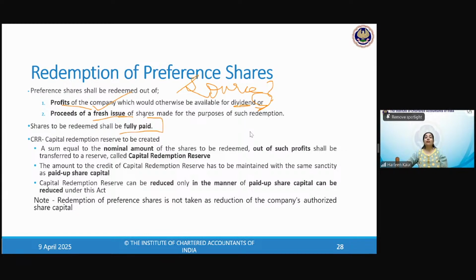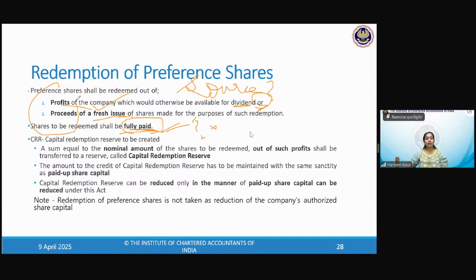Shares to be redeemed shall be fully paid up. Why can't they be partly paid up shares? You ask me questions, I will also ask you questions. You are my dear accounts students. You know everything. Why can't I have partly paid up shares? Because, ma'am, partly paid up shares are forfeited. You have breached the contract. Your shares will be forfeited. You have not paid the full money. So only the fully paid. Very good, Mr. Dhanush. Only the fully paid shares are redeemed, not partly paid.